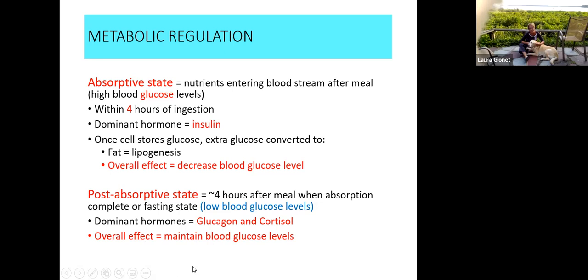But then we have the post-absorptive phase. Now the opposite happens. Generally, somewhere around 4, even maybe 6 hours after a meal, when absorption is complete, you're entering kind of a fasting state, which means now the cells have used up all the glucose that they've had available to them. And now your blood glucose levels are dropping lower than normal. So the dominant hormone here is going to be glucagon and a little bit of cortisol, because you remember that cortisol can have an elevating blood glucose effect, but it's primarily going to be glucagon. The overall effect is to maintain or increase blood glucose levels back to a normal range, maintain an appropriate glucose level.